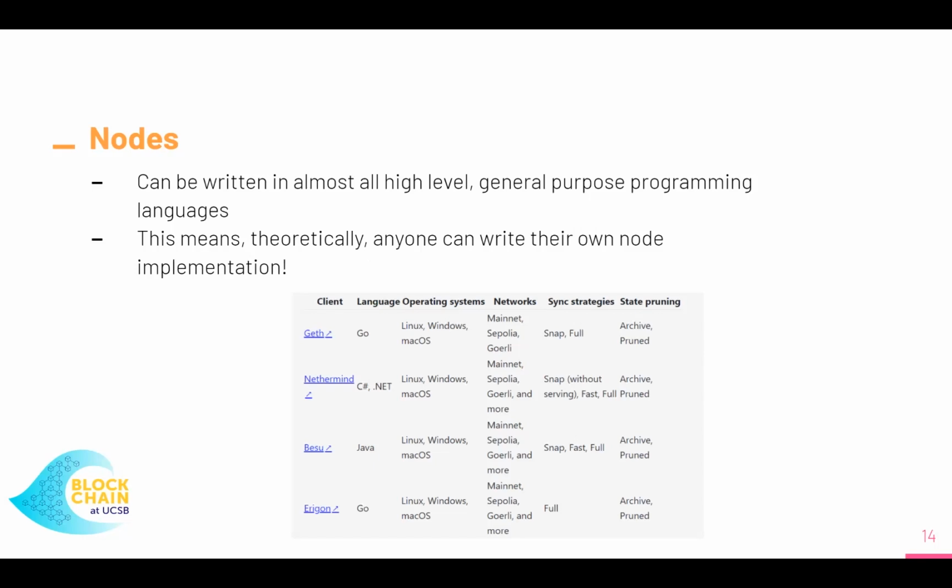Nodes can be written in almost all high-level general purpose programming languages. What this actually means is that it's non-discriminatory. Anyone with a high enough level of programming is able to write to these nodes. And basically what this is stopping is any node from being in a hyper-specific language that only a couple people know. It would be very centralized. So when these nodes are able to be written in all these different programming languages, it almost decentralizes it because we have a variety of people who are able to write.